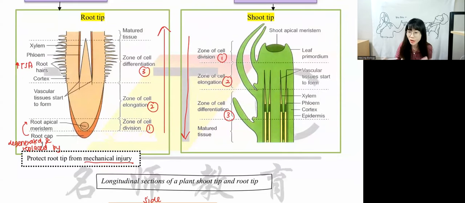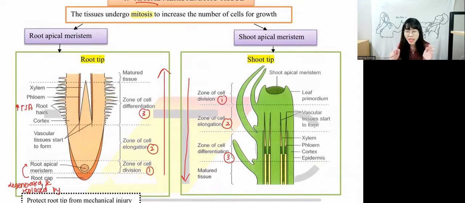Shoot tip, the label part, you don't have to know. What I want you to know from this diagram is the three zones. First zone is called division. Second zone is called elongation. Third zone is called differentiation. This is under apical meristem.